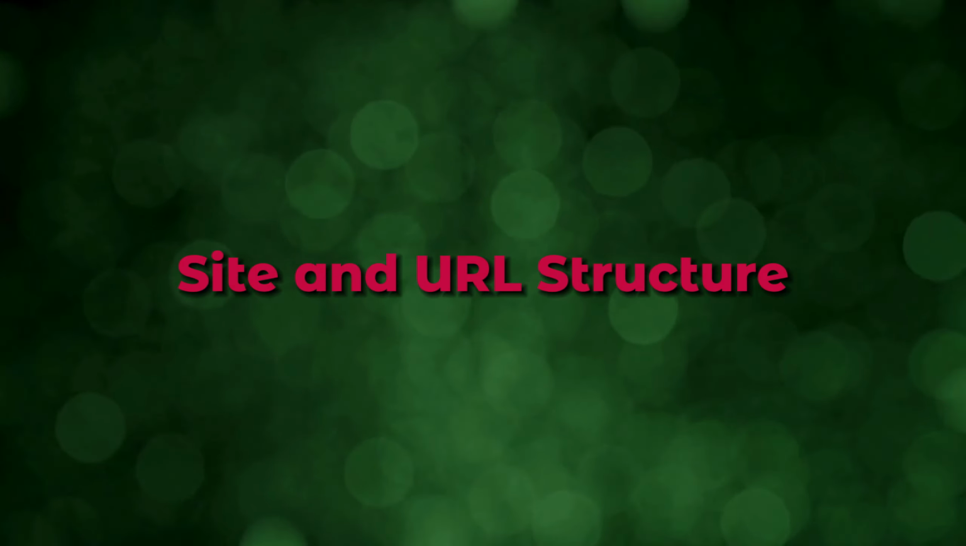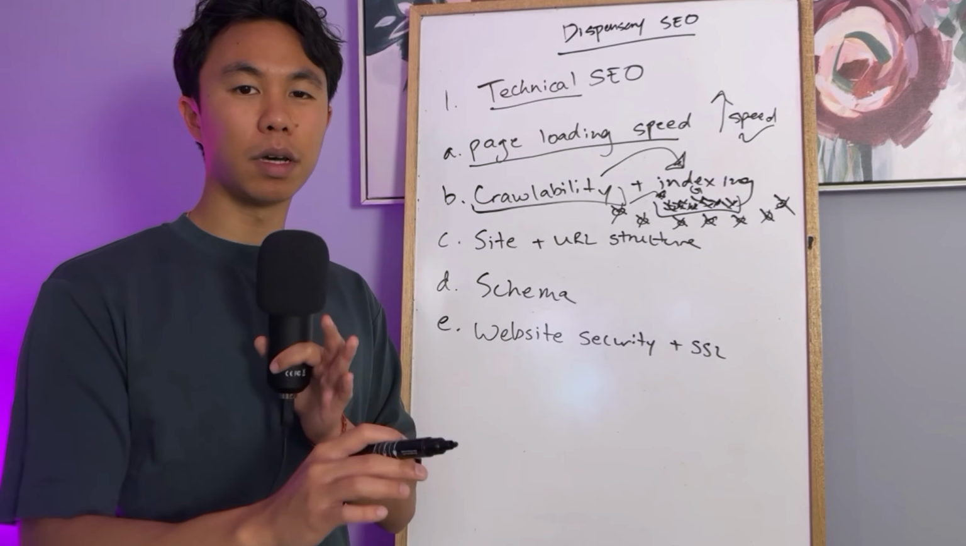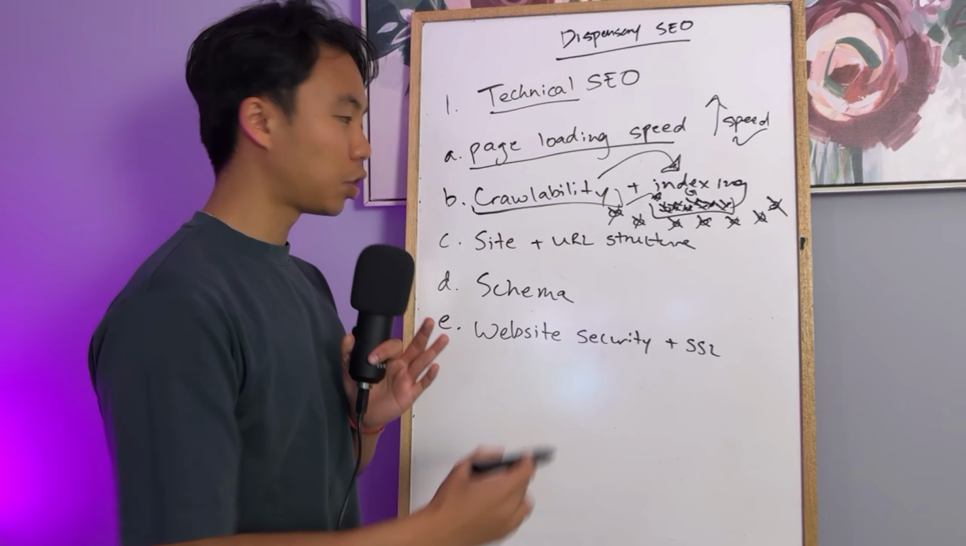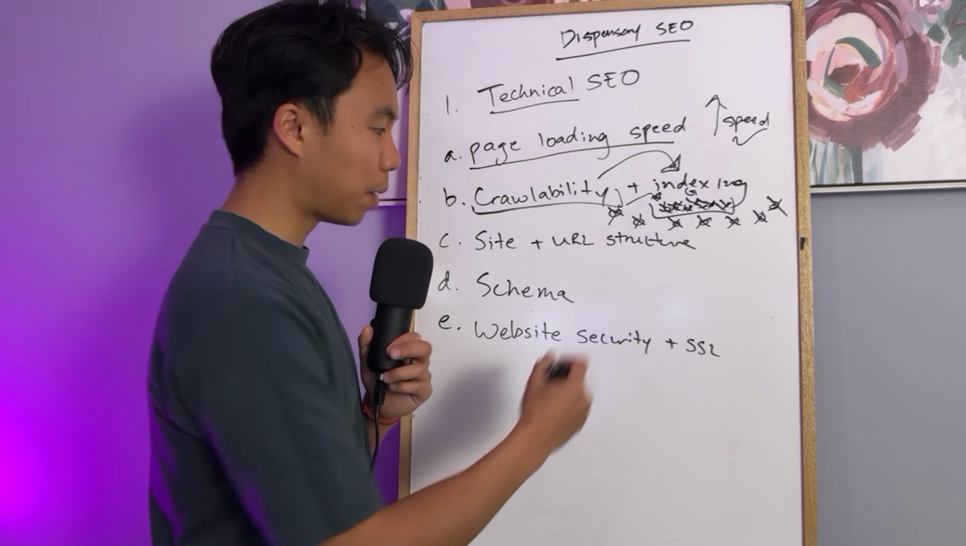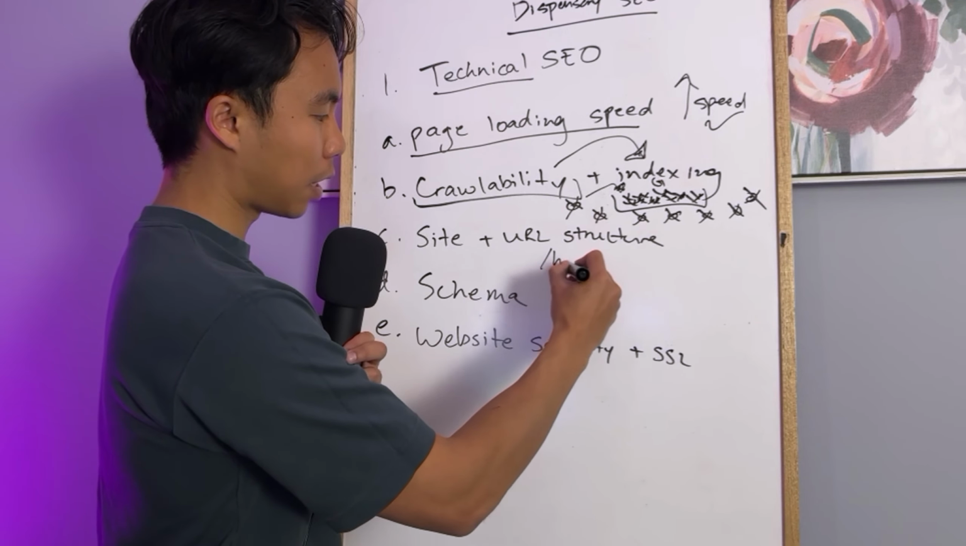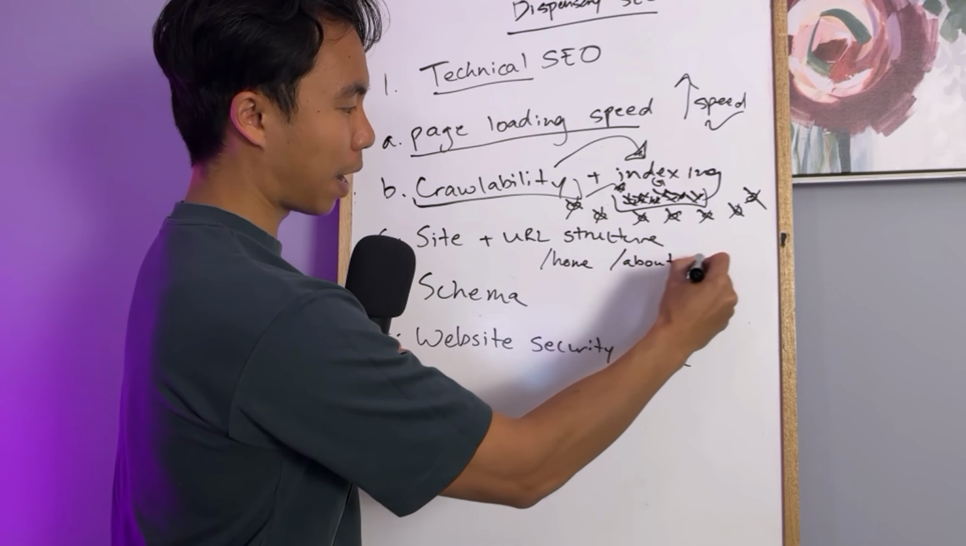The next one is site and URL structure. Honestly, this kind of falls into on-page SEO as well, but the URL structure is super important. So if you look at your website, you probably have different things like /home, /about, /shop.